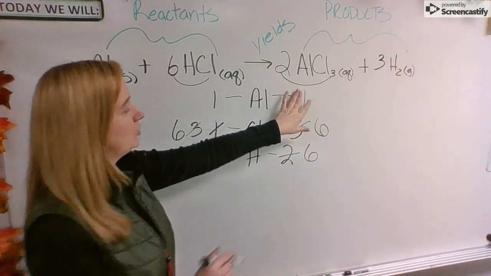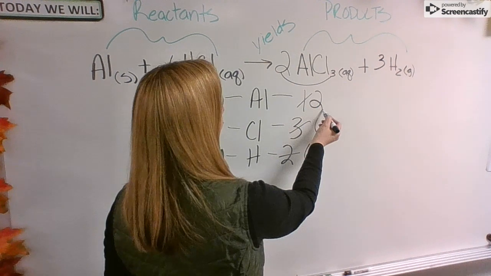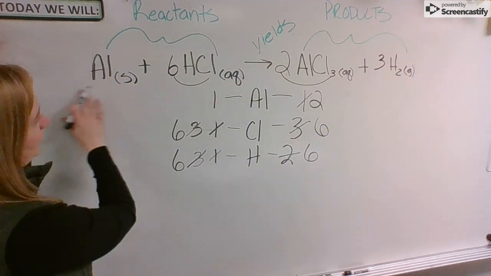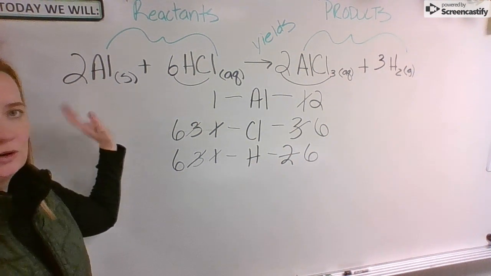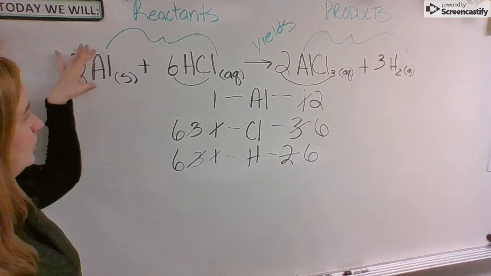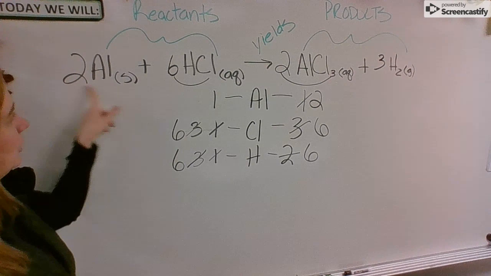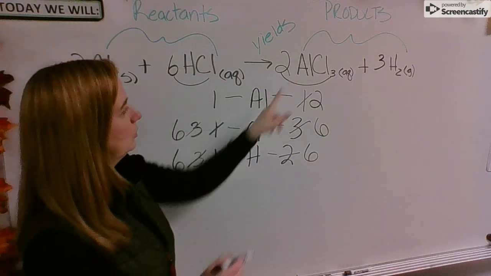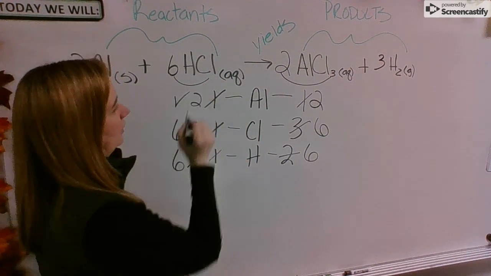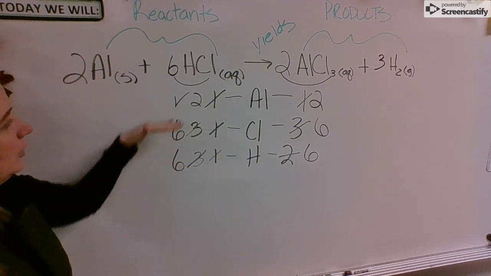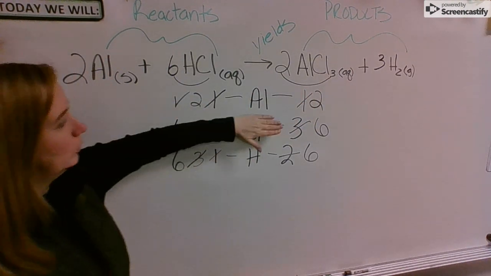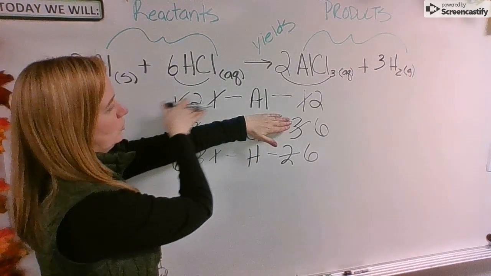So if I know I have 2 aluminums on the right-hand side, I'm going to have to come back. What can I do to make that a 2? Simply put a large coefficient in front, or a large 2. A large number that goes in front, that's my coefficient. So I have 2 aluminum, 2 aluminum. Check. They're both balanced. Now, they don't have to balance vertically. I'm only balancing this element. So 2 and 2 is matched.